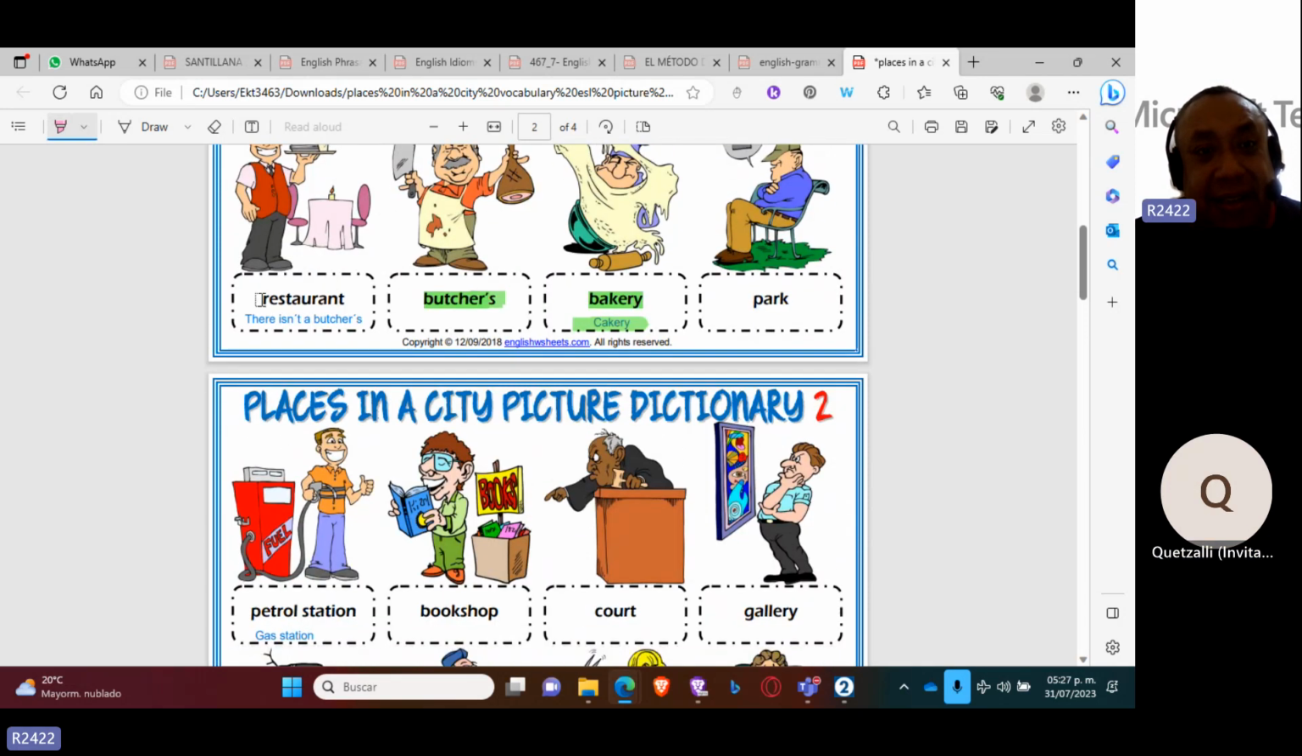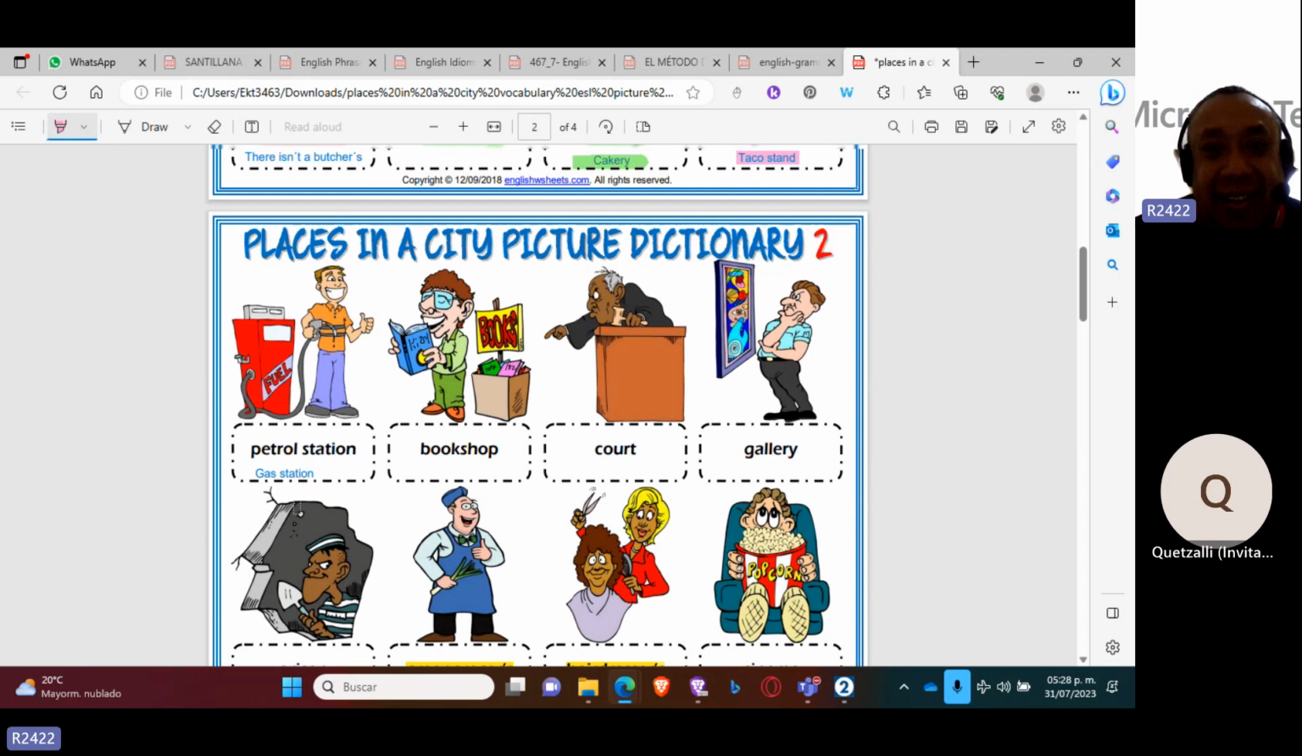Is there a restaurant in your neighborhood? No, there isn't a restaurant. Very good. Vamos a poner uno que es muy mexicano. Mira, taco stand. ¿Qué será taco stand, Casari? Taquería. Taquería, very good, Casari. Casari, is there a taco stand in your neighborhood? Yes, there is a taco stand. Very good, Casari.